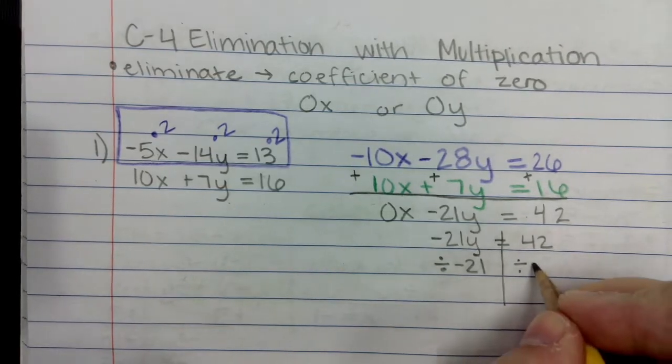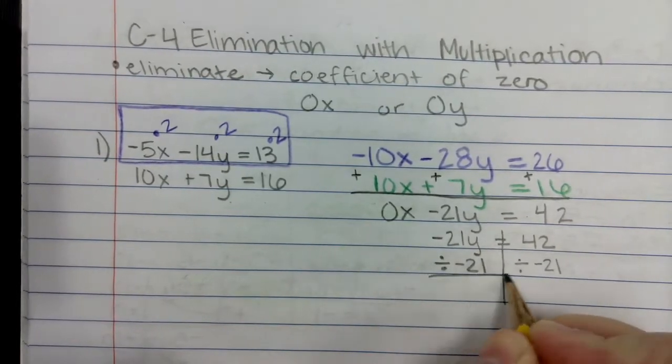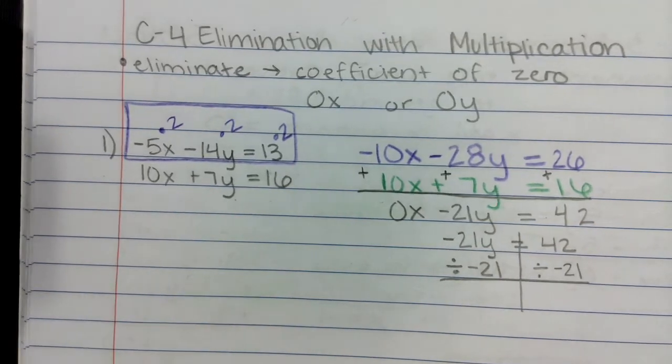Appreciate it. Alright, negative 21 divided by negative 21 is just 1. So I get y.